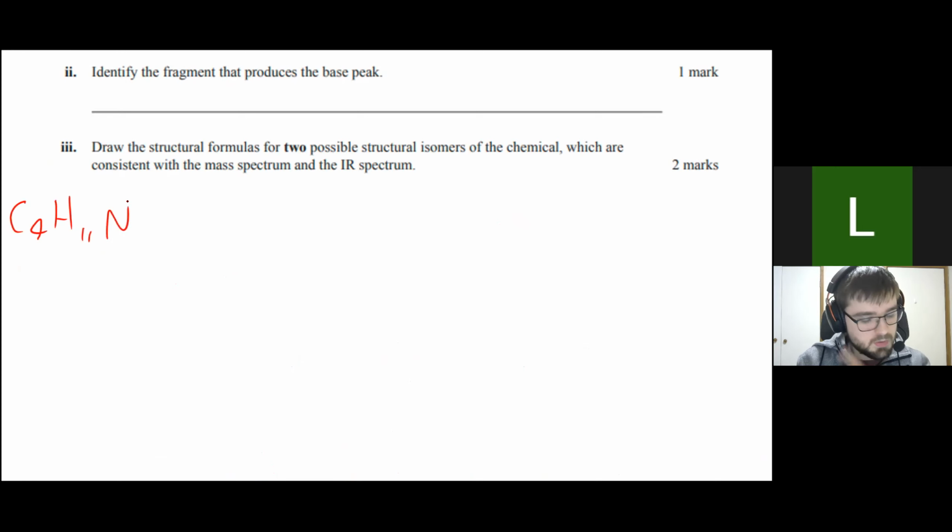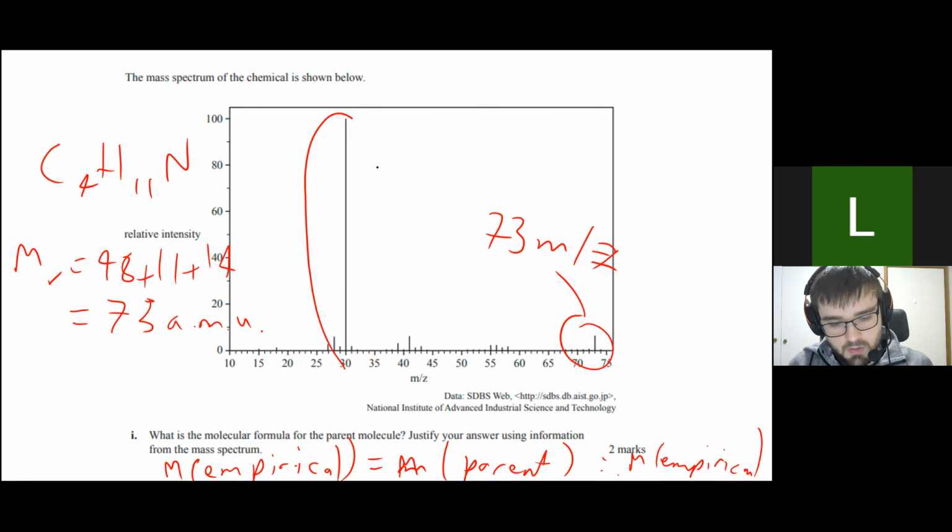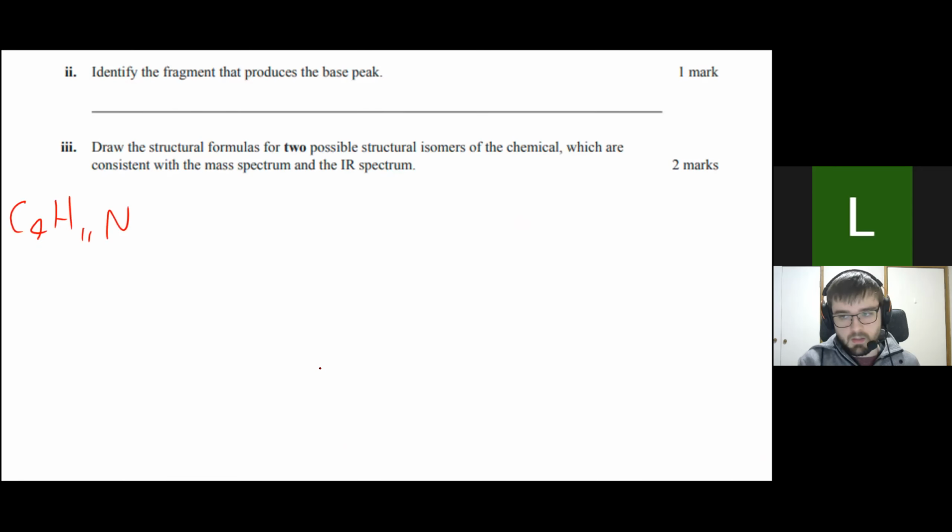Identify the fragment that produces the base peak. So remember, the base peak is going to be the tallest one. So we're looking for something that weighs 30. So I'll start to draw out some potential structures. If we do part 3, it'll actually make the previous part easier, in my opinion.